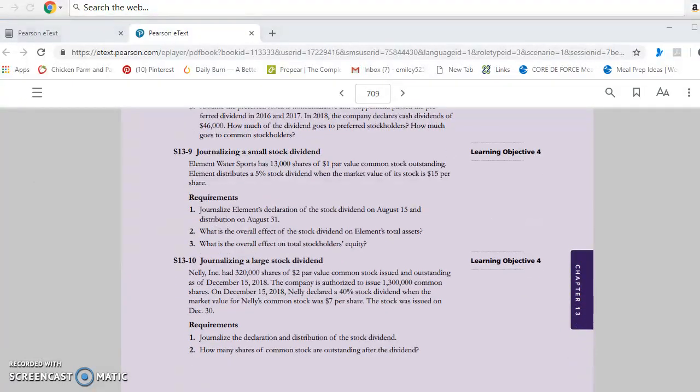Okay, so let's take a look at the large stock dividend. And again, we don't have to take into account what the market price is at this point with a large stock dividend, because the theory behind it is that since we're issuing so much, we're going to change the market value anyway. So we have 320,000 shares, $2 par value common stock. The company is authorized to issue 1.3 million common shares. On December 15th, we declare a 40% stock dividend, and the market value was $7 per share.